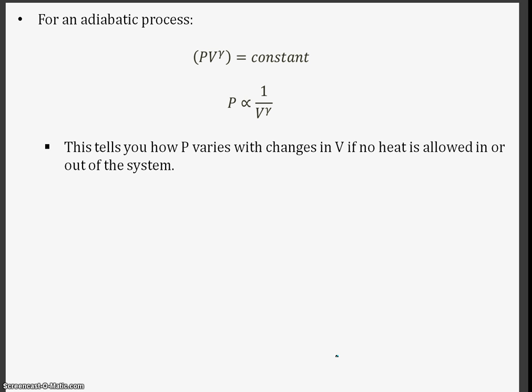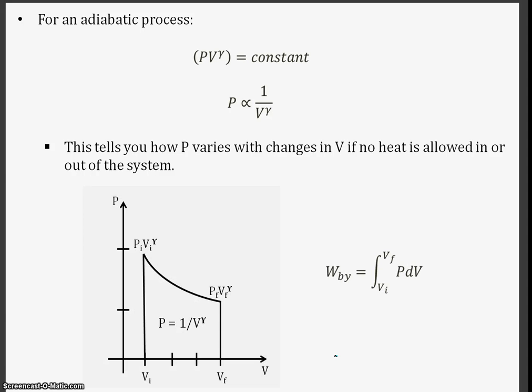This tells you how P varies with changes in V, as long as no heat is allowed in or out of the system. If we were to draw this on a PV diagram, yes, it would look like a curve somewhat similar to an isothermal curve, but it's different. In an isothermal curve, P is proportional to 1 over V. In an adiabatic curve, it's proportional to 1 over V to the gamma. Now, the gamma is going to depend on whether you have an ideal gas or not, but we will get to that in a little while.